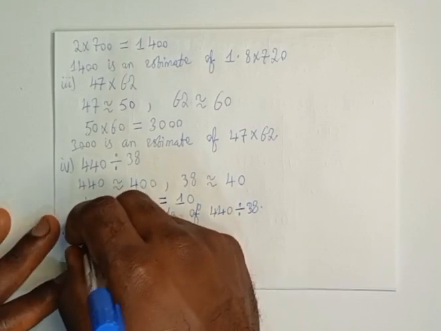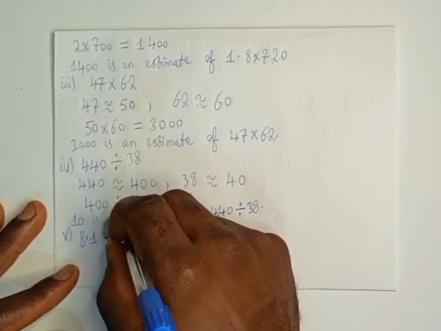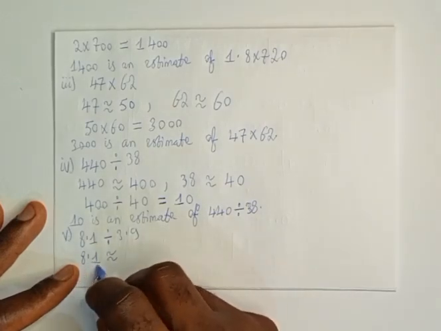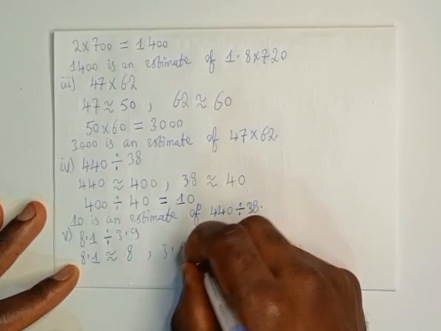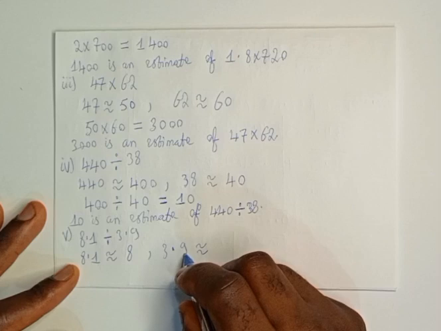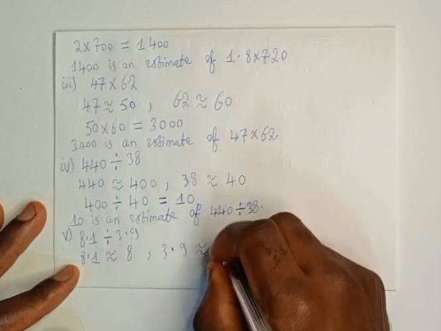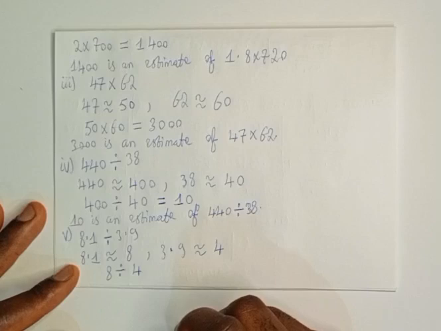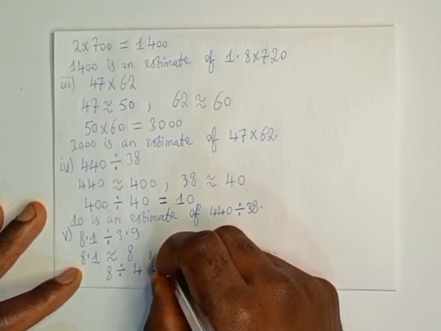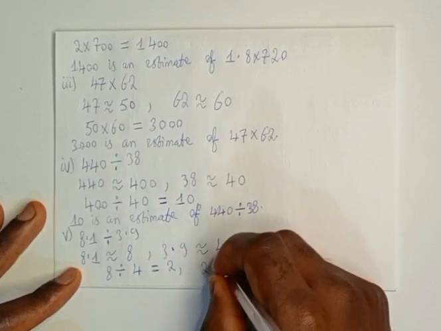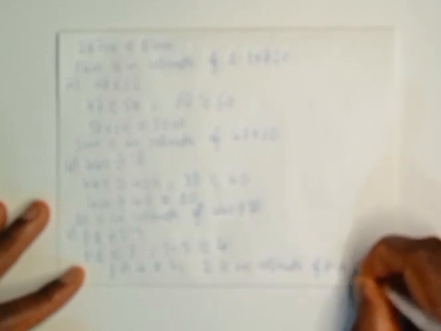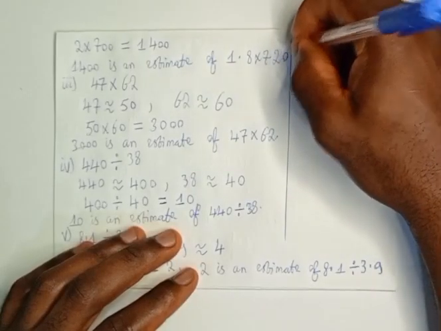We move now to question 5, that is V. For question 5, 8.1 divided by 3.9. 8.1 to one significant figure is, we round off here, 1 is less than 5, gives us 8. 3.9 to one significant figure gives us, we round off, 9 is greater than or equal to 5, it is rounded up to 1, we add the 1 to 3, gives us 4. 8 divided by 4 gives us an estimate of 8.1 divided by 3.9, and this will equal to 2. We conclude, therefore, 2 is an estimate of 8.1 divided by 3.9.